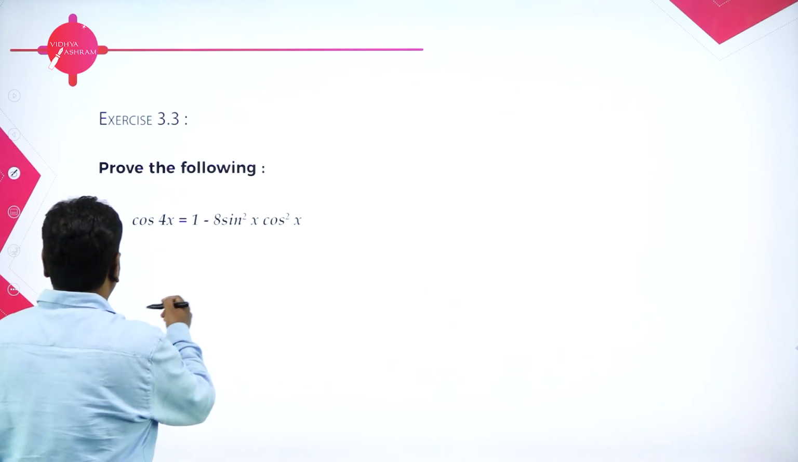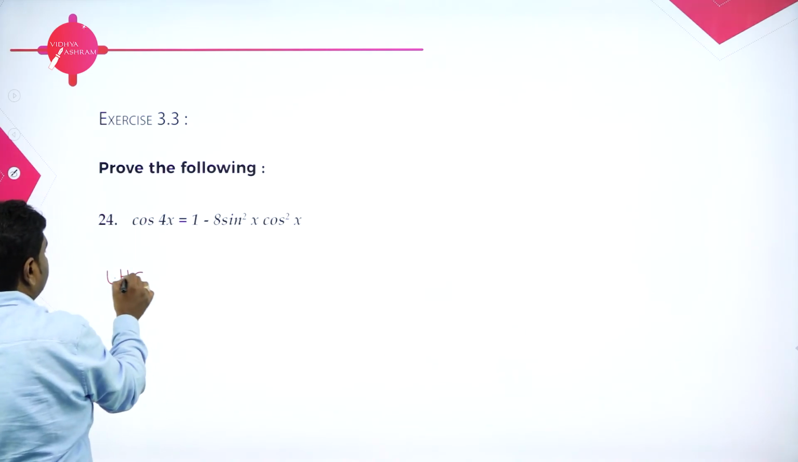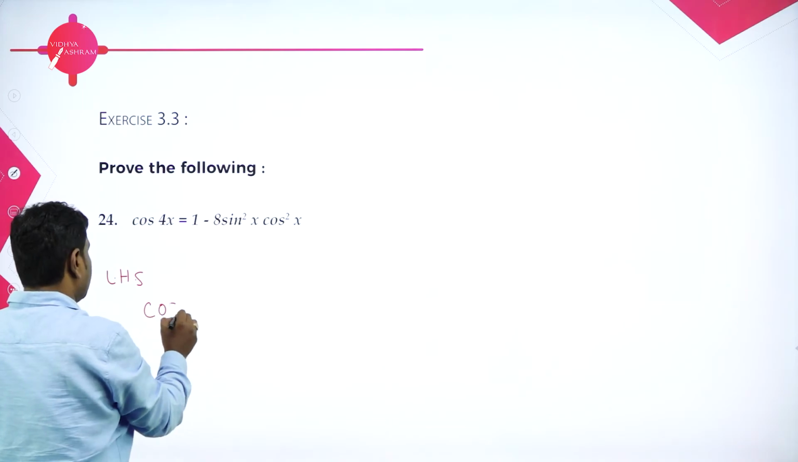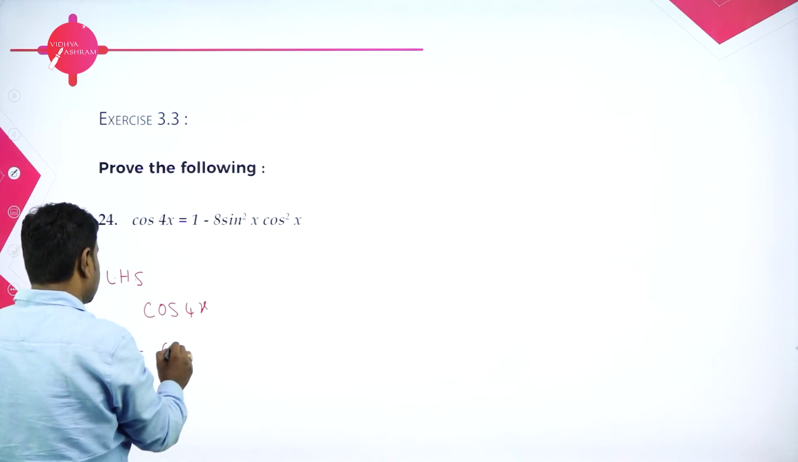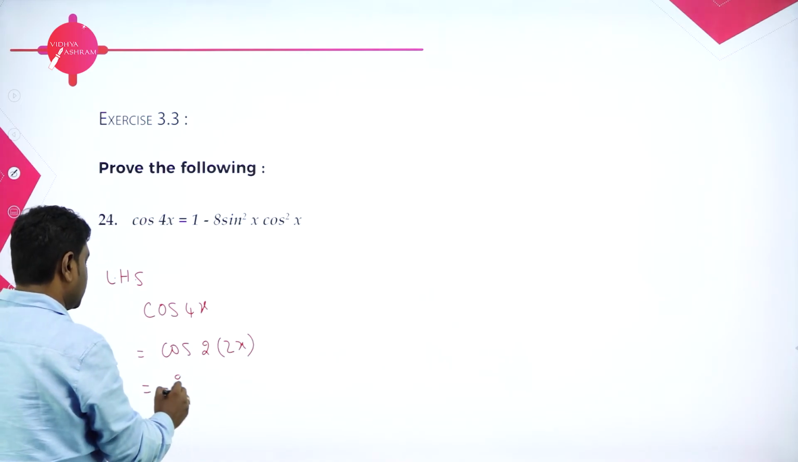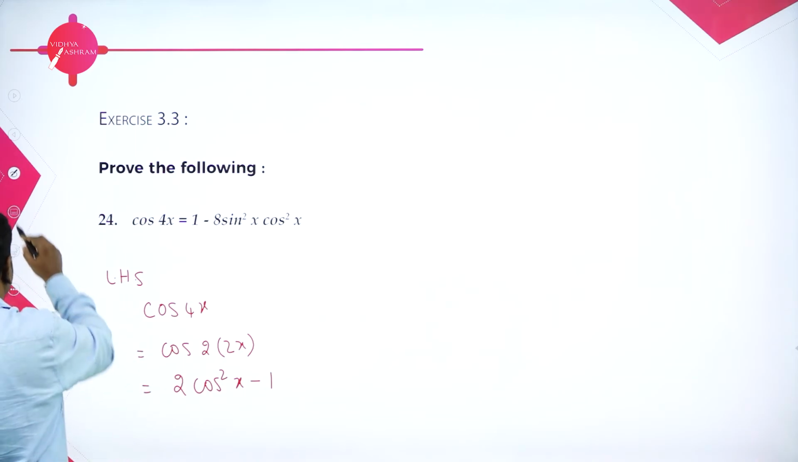Next, they want you to prove cos 4x. So take LHS. Cos 4x is equal to 1 minus 8 sin square x cos square x. So I'll take cos 4x. Can we write it as cos 2 times 2x? So now it is in the form of cos 2 theta. Cos 2 theta can be written as 2 cos square theta minus 1. So now 2 cos square x minus 1 also you can write.